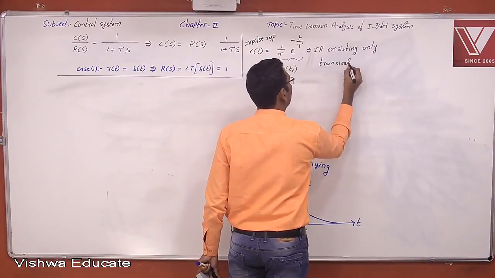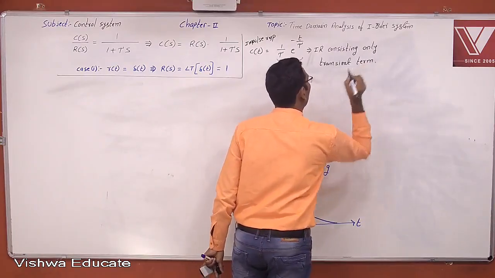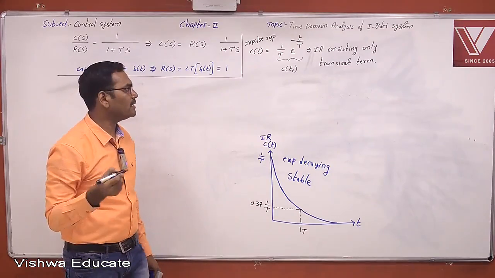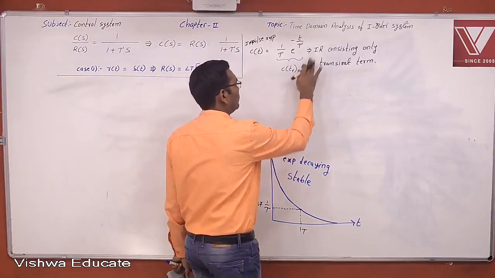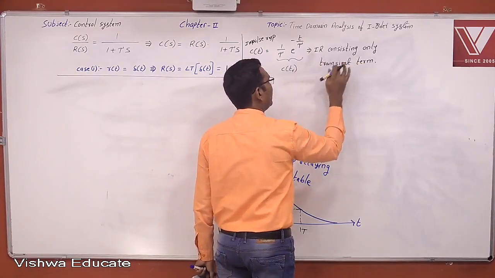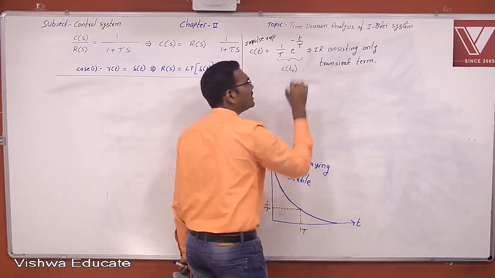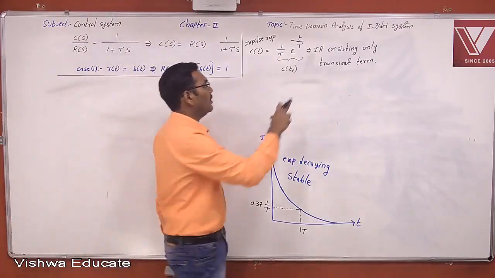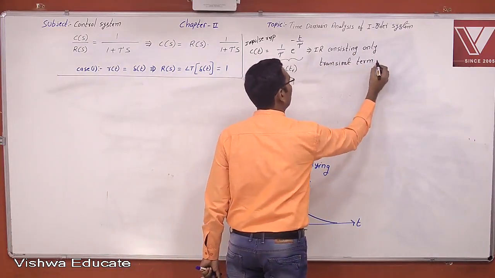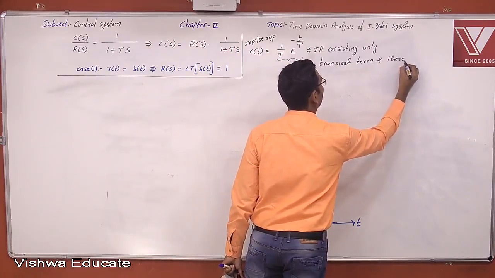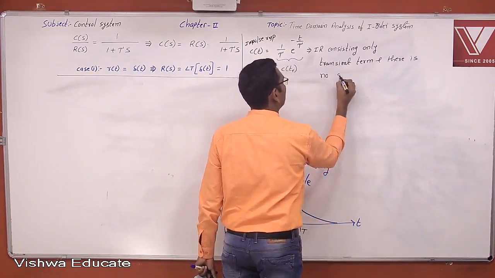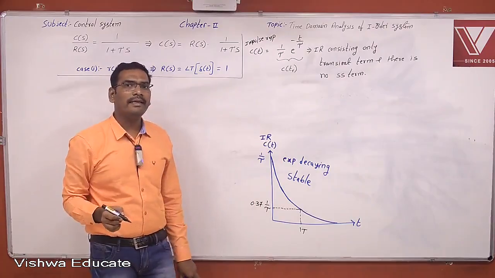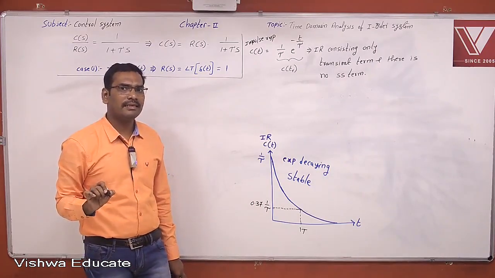This impulse response consists only of a transient term. Is there any steady state term? The steady state term is a term whose magnitude is constant. There is no steady state term. The impulse response consists only of a transient term, and there is no steady state term.